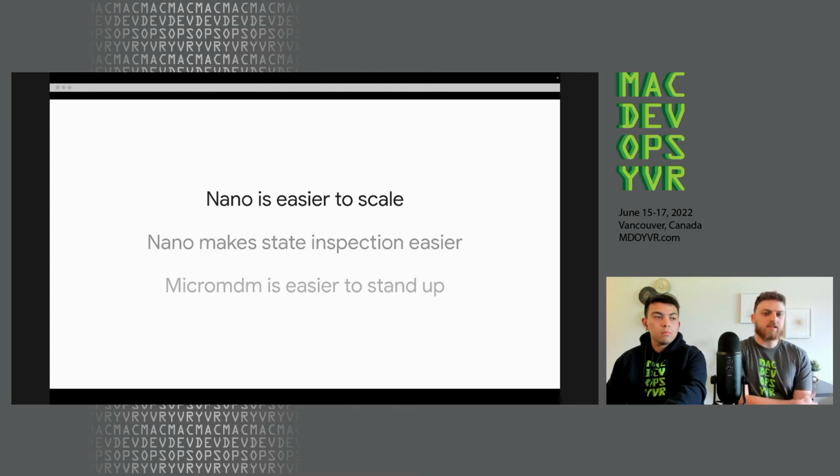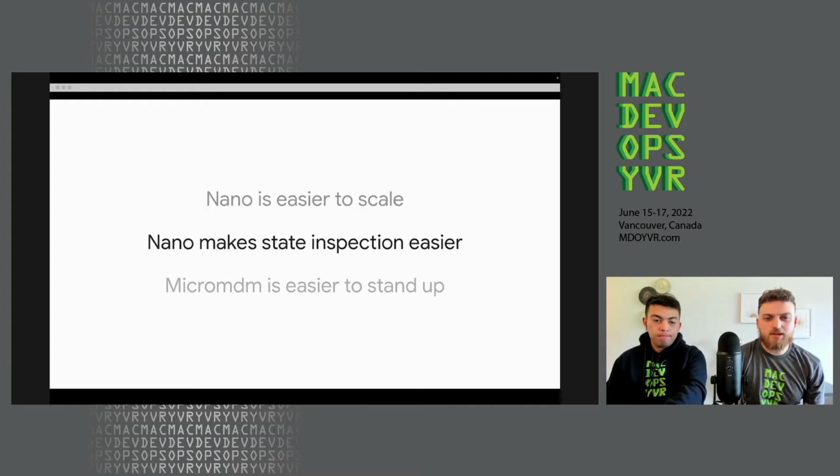Nano MDM is easier to scale. With micro MDM, you can't easily horizontally scale because micro expects VaultDB to be available on the local file system. With Nano MDM, we can spin up multiple containers and horizontally scale, and all the containers will happily write to the same database.